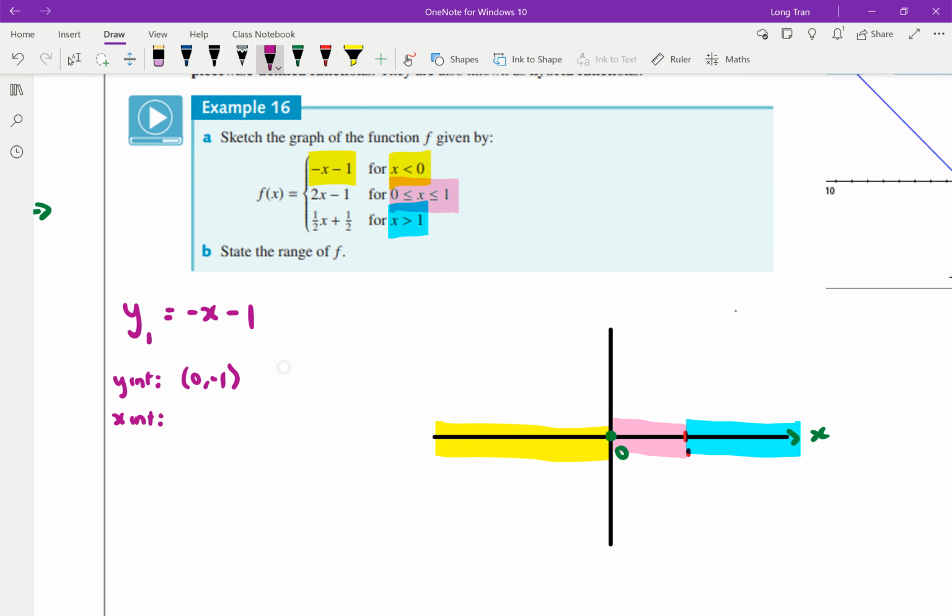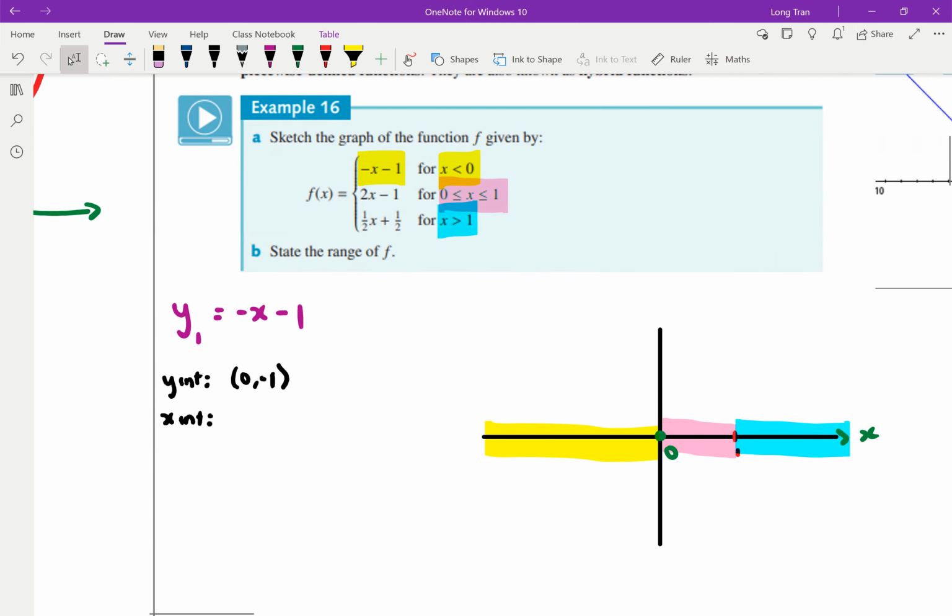Maybe I should do a different color so it helps you visualize what I'm doing. The x-intercept is when y equals 0. So here we go, 0 is equal to negative x minus 1. Solve for x, so 1 equals negative x, and then x equals negative 1. So that tells me that the x-intercept is at negative 1, 0. Cool? So if I were to sketch this graph now, we've got the y-intercept at 0, negative 1, so down here, 0, negative 1. And then the x-intercept is negative 1, 0, let's just say here, so negative 1, 0.